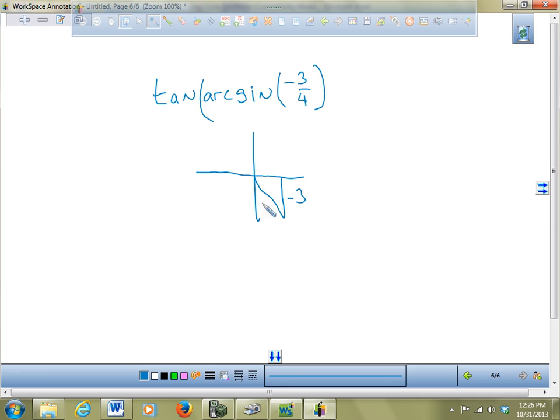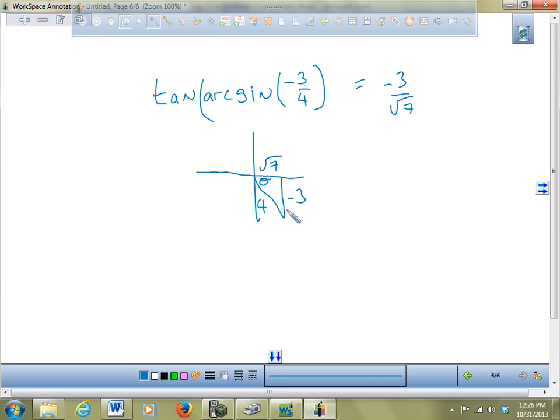And on purpose, I made this not a 3, 4, 5 triangle. It's a 3 something triangle, right? What does this side have to be? 16 minus 9, the square root of 7. Okay? So what's the tangent of this angle right there? Negative 3 over square root of 7.